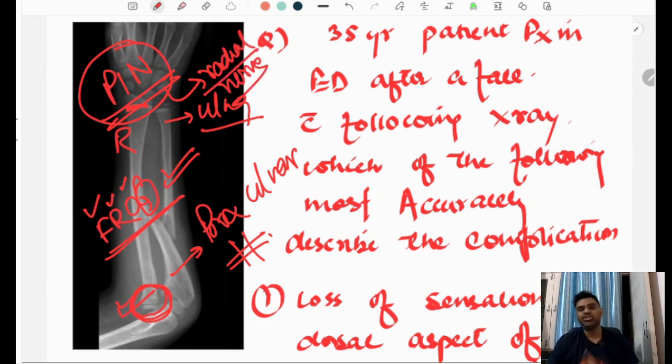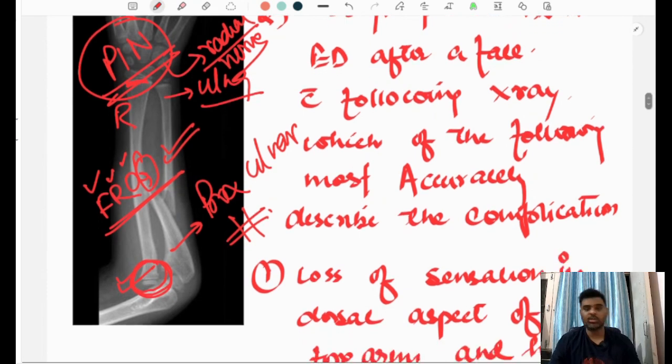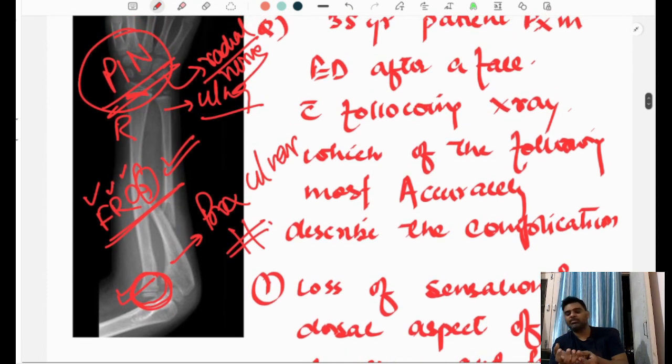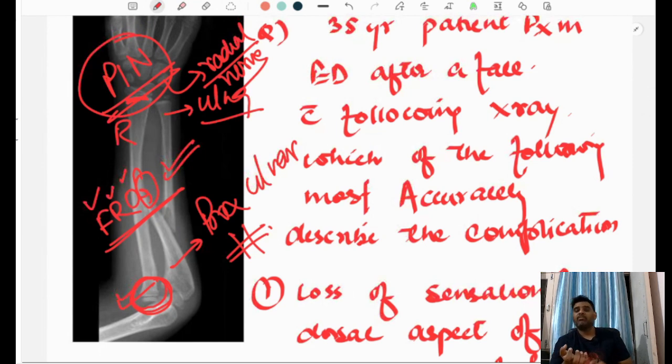So the posterior interosseous nerve is the most common nerve involved in Monteggia fracture, and it is a branch of the radial nerve. And the posterior interosseous nerve is completely a motor nerve. It does not have sensory input. So what will happen? Patient will have symptoms like finger drop and thumb drop. Patient will not be able to extend the fingers and the thumb. So there will be no sensory problem.